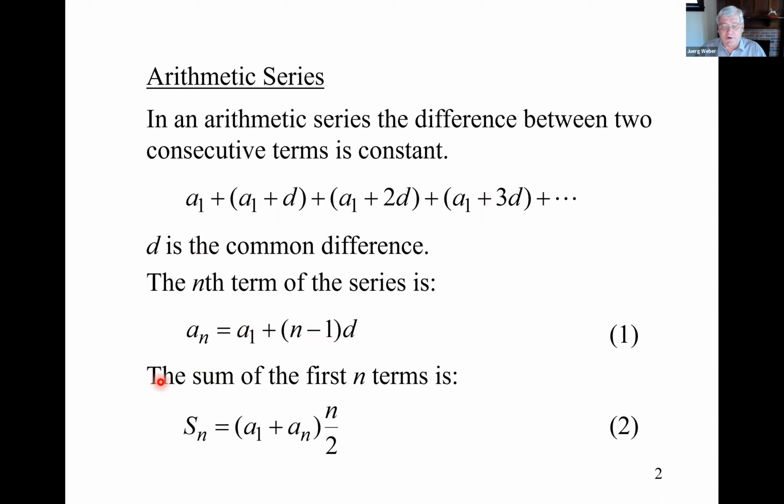Now the sum of the first n terms is given by equation 2. So the sum is the initial item, A1, plus the final item of the series, the final number. And then you multiply by n divided by 2. This formula of the sum of the first n terms of an arithmetic series is well known and even discussed actually in high schools.